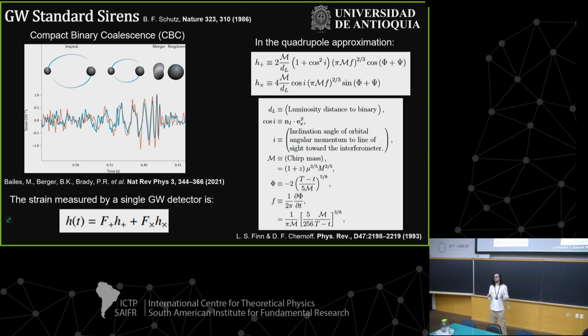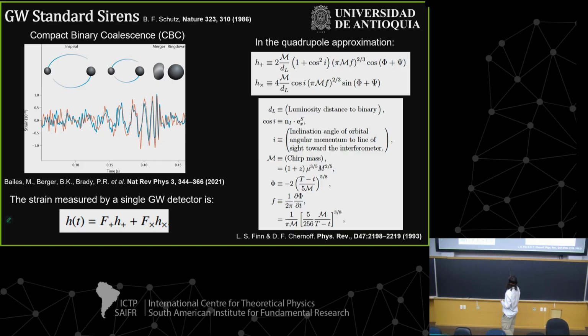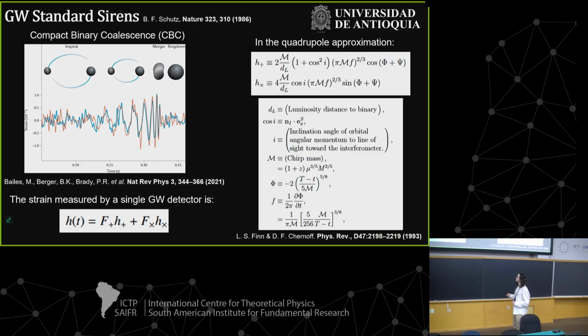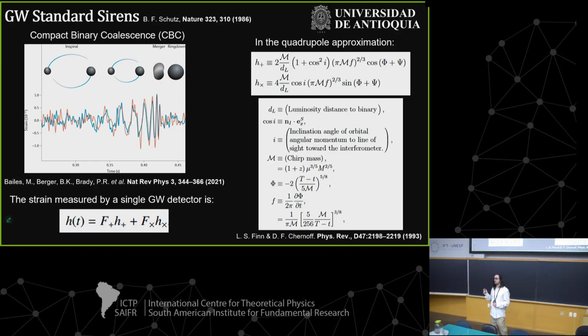And this is also true for other kinds of probes, like electromagnetic probes. You need the distance, and you combine the distance information with the redshift information in order to build the Hubble diagram and then constrain cosmological parameters. That's the key idea to do cosmology with gravitational waves, and that's the reason why gravitational waves from these compact binary objects are also called gravitational wave standard sirens. The first idea came from Schutz in 1986, and in that paper he proposed to combine the gravitational wave information with galaxy catalog information in order to do this kind of cosmological analysis.